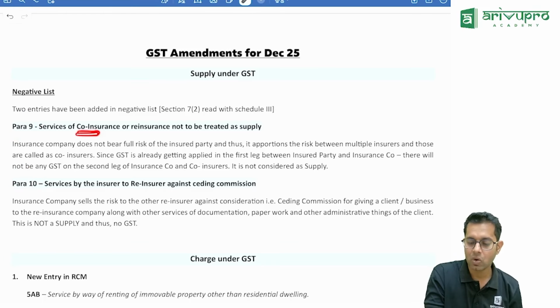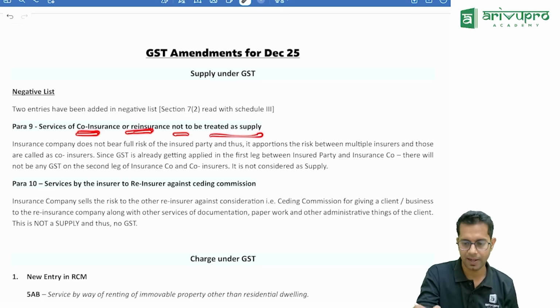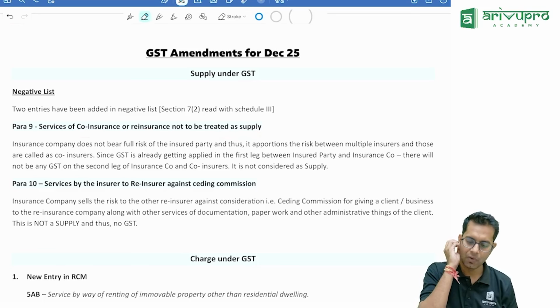Services given by co-insurance, services of co-insurance or reinsurance not treated as supply. Now what is happening over here? What does an insurance company do?